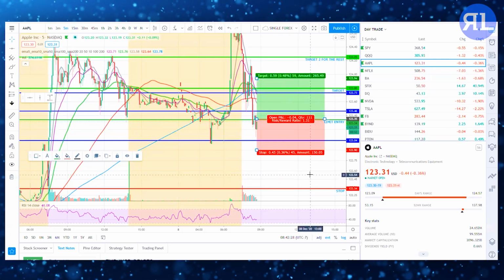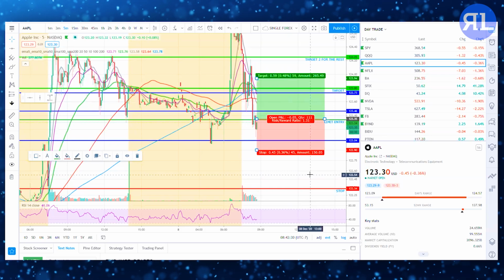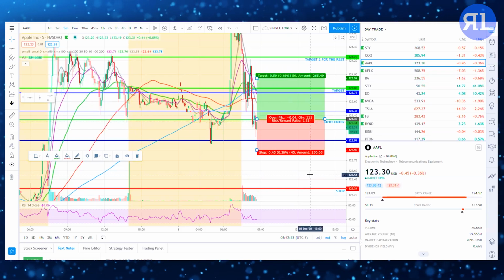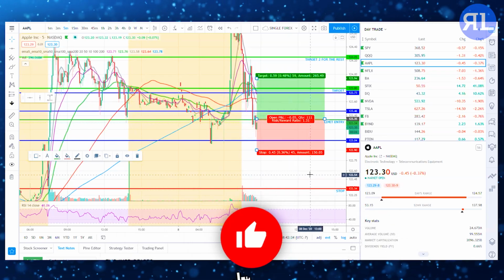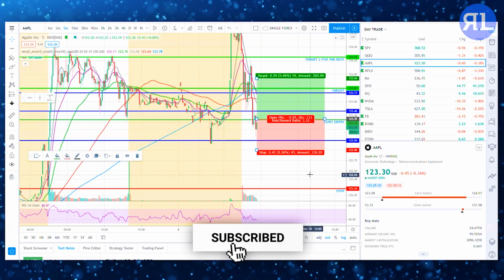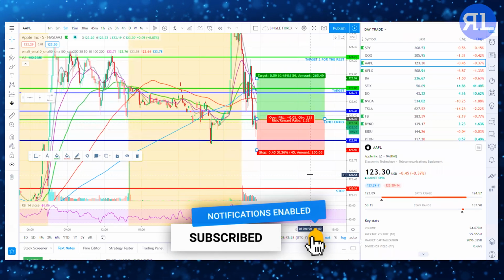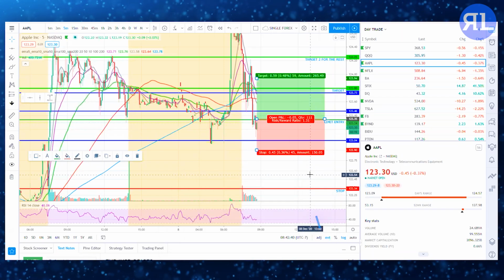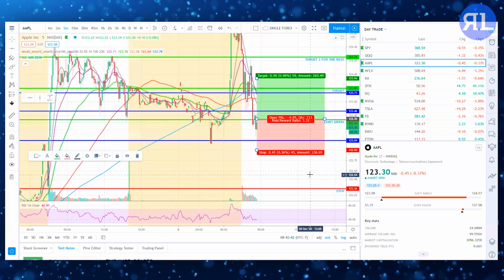So that is the R system, and that's why you do 2R targets, because most of us are not over 50% in our win rate. So we have to win more than we lose, money-wise, because the number of losses will be more than our number of wins.